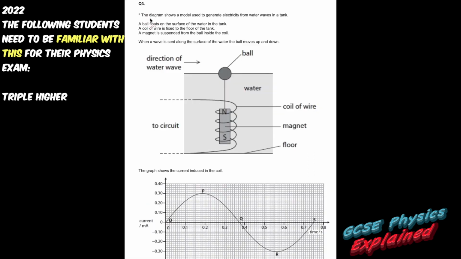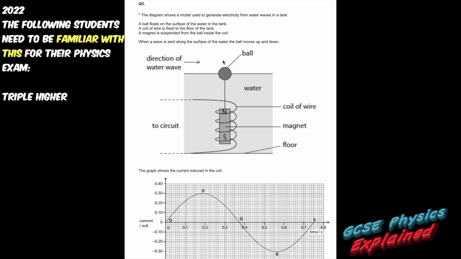Question 3. The diagram shows a model used to generate electricity from water waves in a tank. A ball floats on the surface of the water in the tank. A coil of wire is fixed to the floor of the tank. A magnet is suspended from the ball inside the coil. When a wave is sent along the surface of the water, the ball moves up and down.